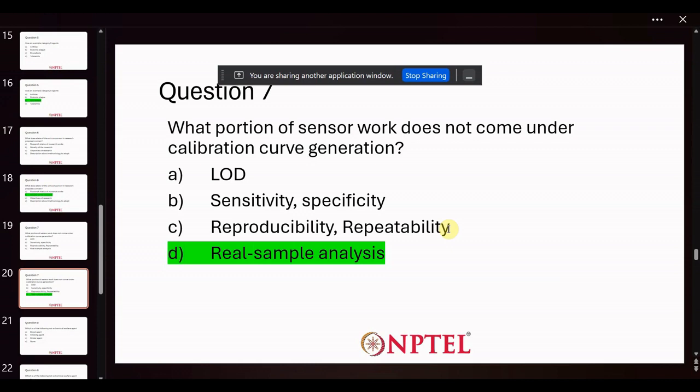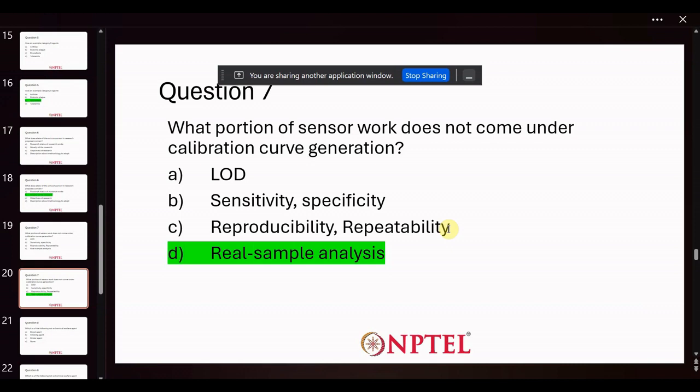The limit of detection, on the input versus output curve, is the minimum that can be detected, and there will obviously be an offset. Sensitivity is how much the voltage changes if you change glucose by, say, 1.1 millimolar. That is the sensitivity of the sensor. And specificity is, if you have glucose and you mix fructose with it, is the sensor able to detect only glucose, or is fructose causing a problem? That is called specificity.